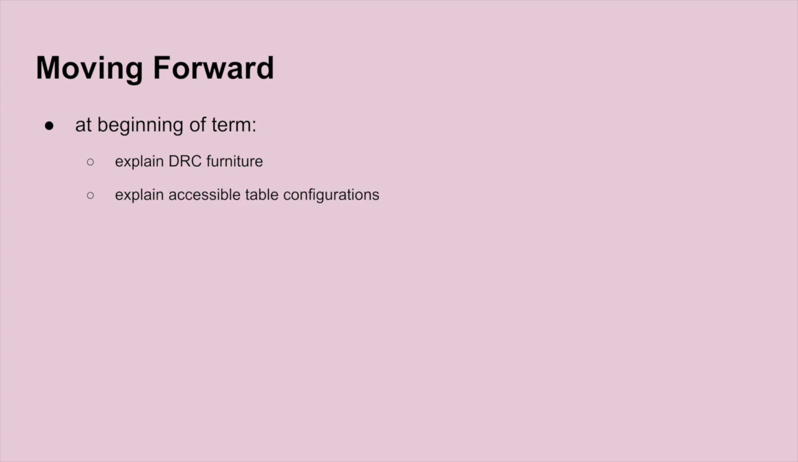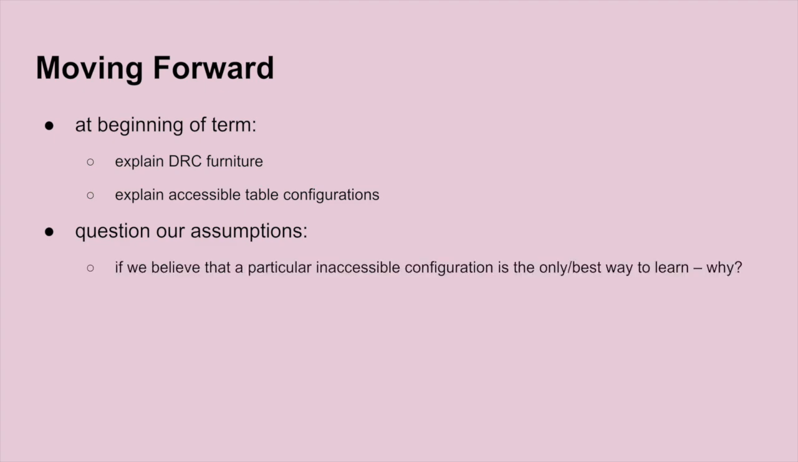Moving forward, at the beginning of term, please explain the purpose of the DRC Furniture and its importance, and explain accessible table configurations. We also encourage all of us to question our assumptions. Question the assumptions that we make about the merits or drawbacks of certain configurations. If you feel like a particular inaccessible configuration, like a semicircle, for example, is the only way or the best way people can learn, why? If this feels like an inconvenience to you, why?